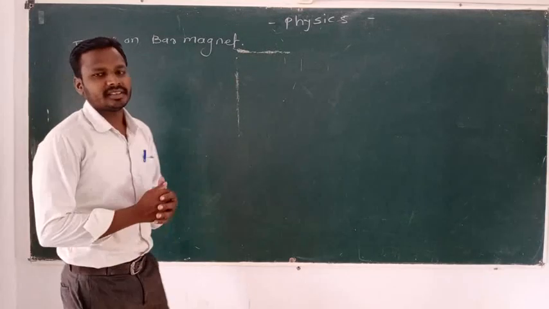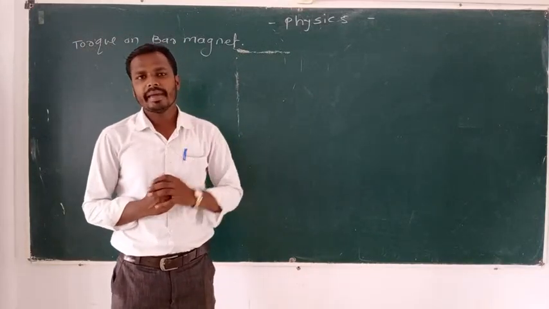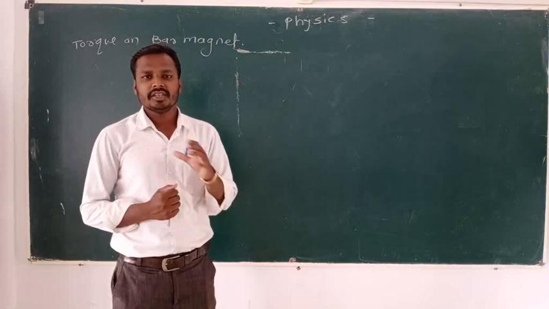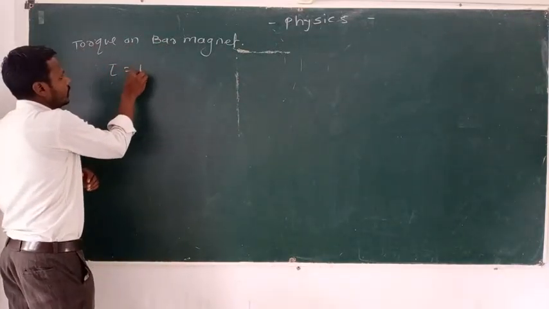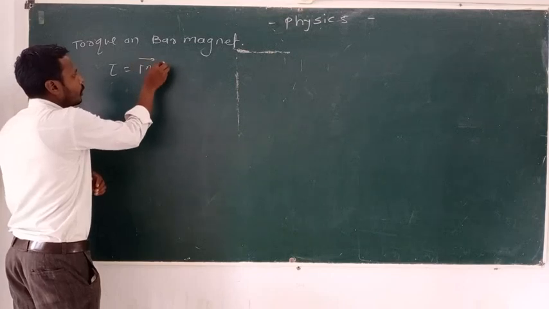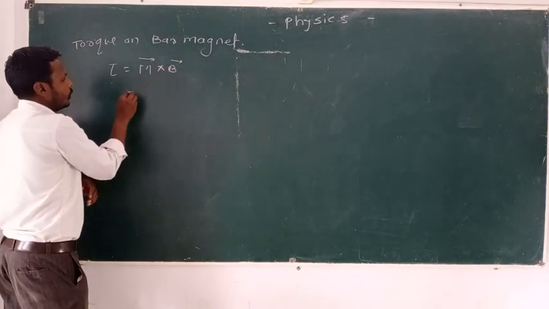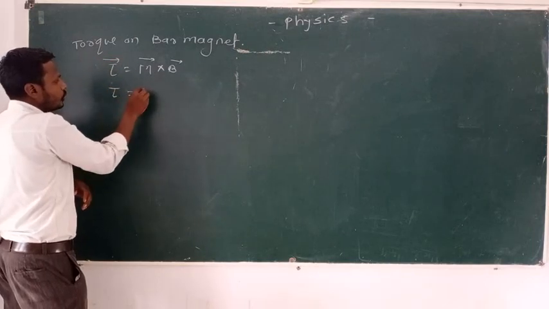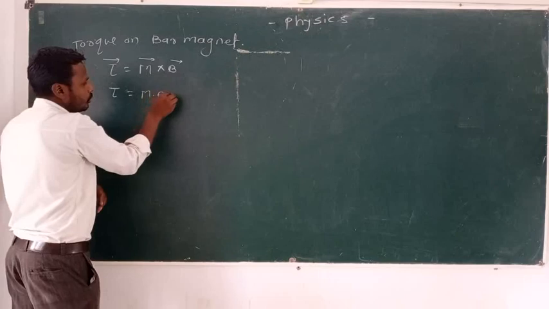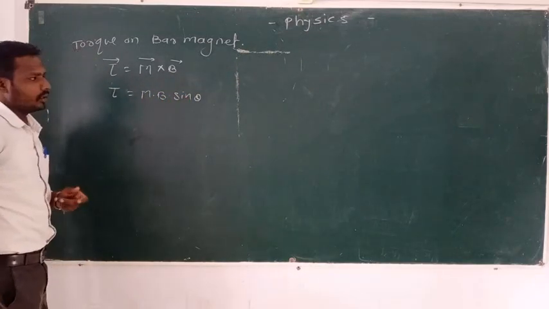In the last lecture we have studied that when any bar magnet is kept in a uniform magnetic field, it experiences a torque, and the formula of the torque is tau is equal to m bar cross b bar. Here is a cross sign, therefore we can write tau bar. And in magnitude form we can write tau is equal to m into b into sin theta.